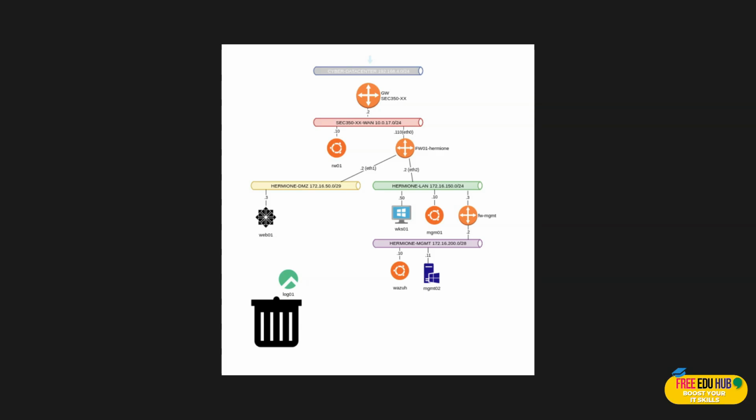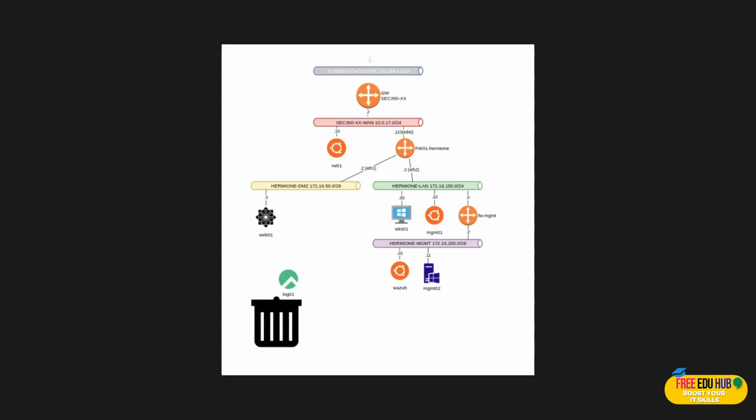Now let's look into the internal network zones of the enterprise network. It is divided into three primary zones for security and functionality. As you can see, these three zones are DMZ, LAN, and management. DMZ, which is a demilitarized zone, has an IP address 172.16.50. It's a /29 network. The DMZ contains systems that need to interact with both internal and external networks, but should be isolated for security reasons.